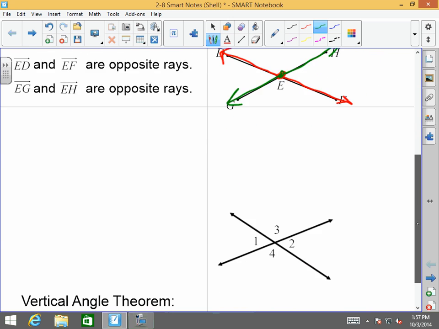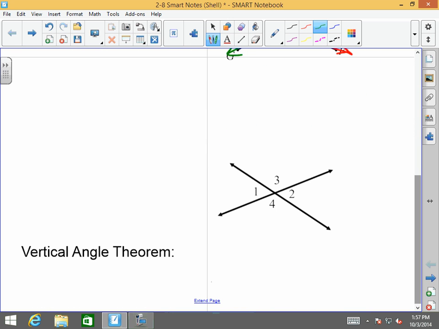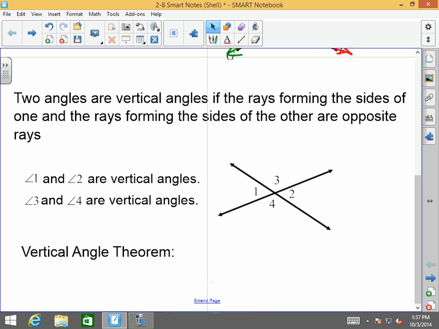Well, if you understand that, then you know what vertical angles are. If you look here, two angles are vertical if the rays forming the sides of one and the rays forming the sides of the other are opposite rays. So angle 1 and angle 2 are vertical angles. Why? Let's think about this.